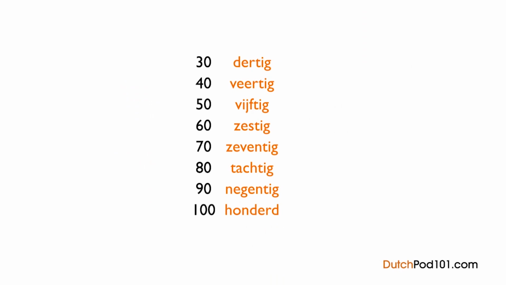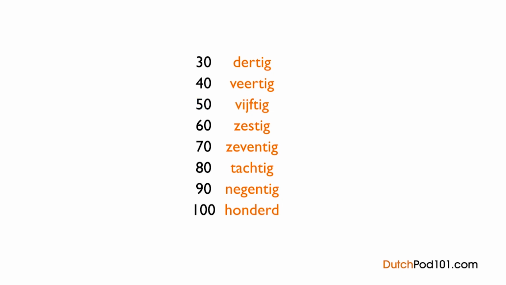While you have to memorize a few of these numbers, there are a couple of tricks that will make memorizing incredibly easy. Notice that all the numbers except 100 consist of a number from 3 to 9, or a variation of it, followed by tig. For example, 50. It is composed of 5 and tig.